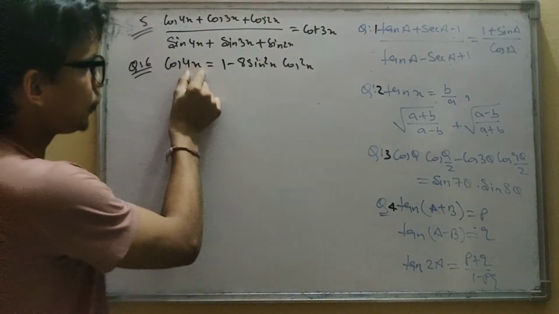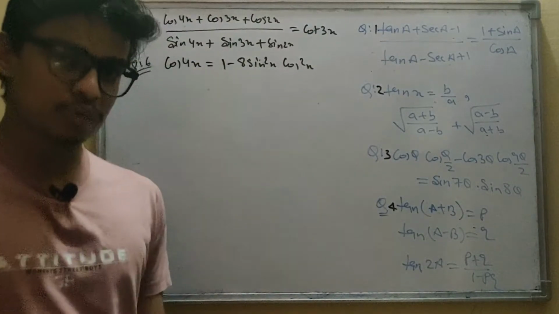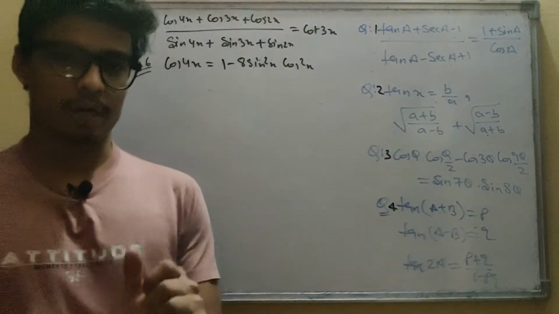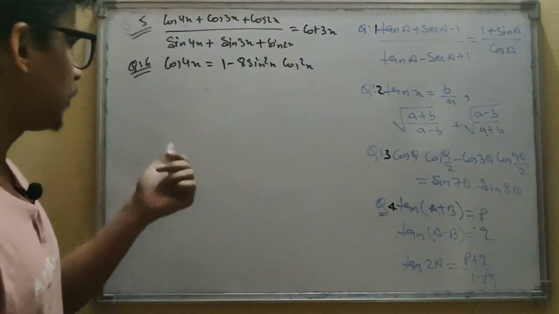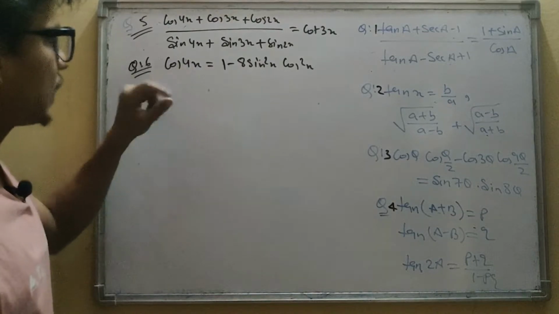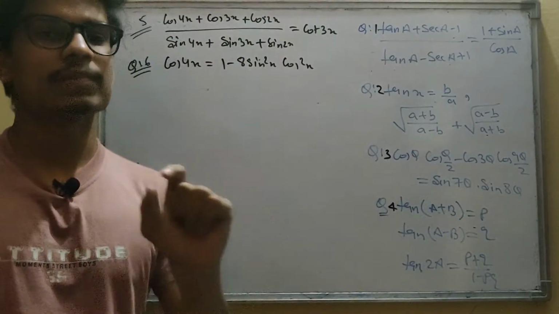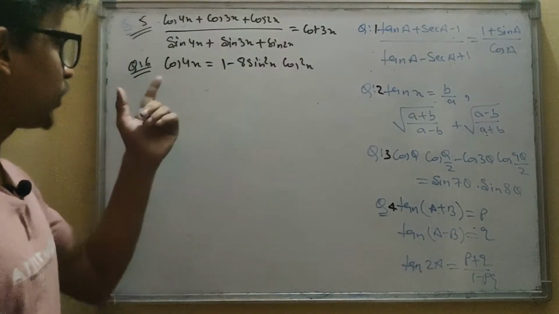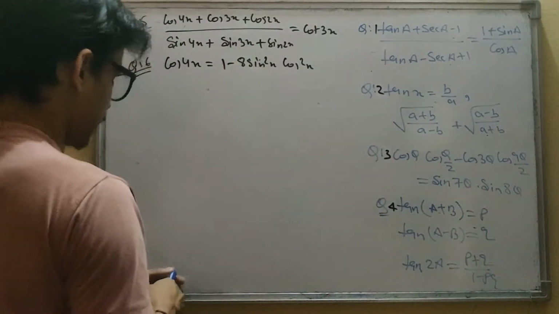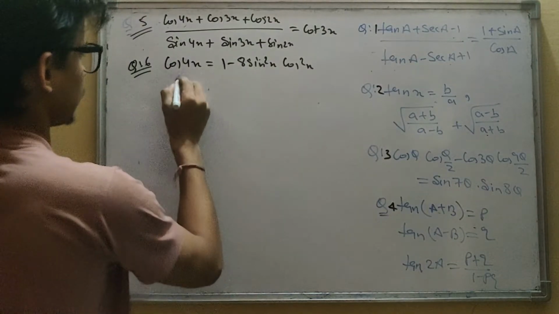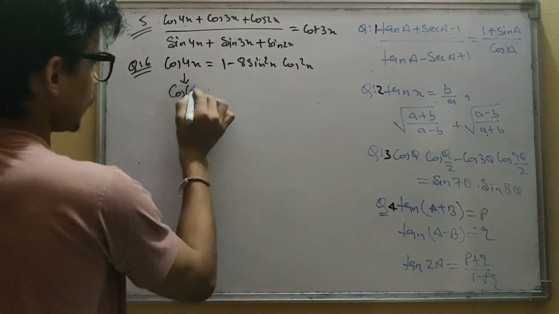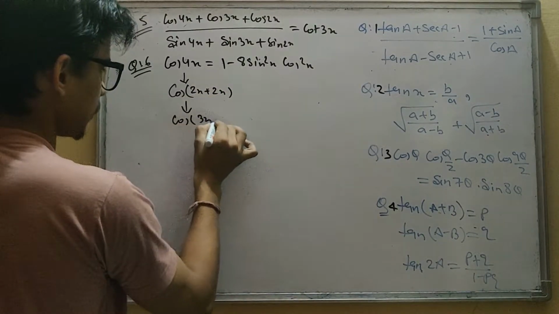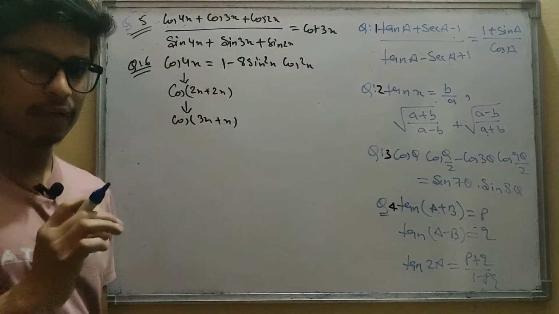Now see, here it is 4x and here it is going to be x. When the angle is reduced, we try to break this angle into smaller parts. So how can you do this? One way is you write cos 4x as cos of 2x plus 2x, or 3x plus x, and apply some formula. One way of doing so is 2x plus 2x, or you can break it like this: cos of 3x plus x. But you have to be careful about this.